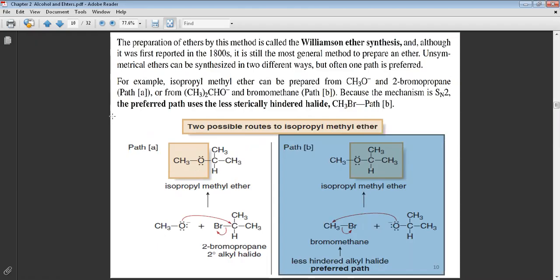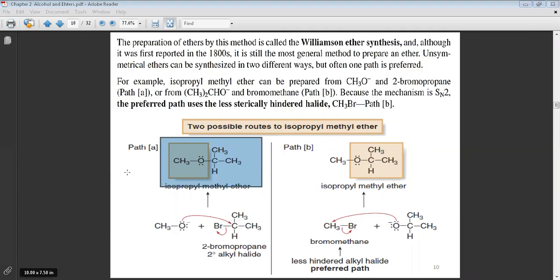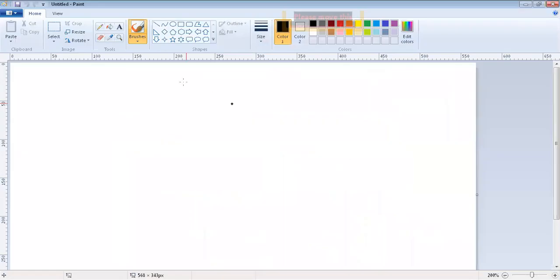Okay, look, I want to prepare this ether. That means you have to split the ether into two parts, like this. I will use the paint program. One minute.